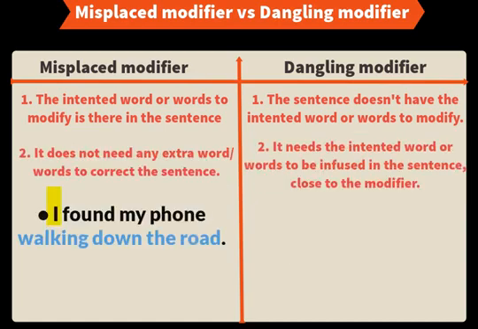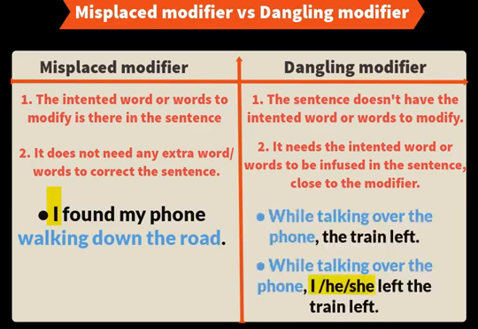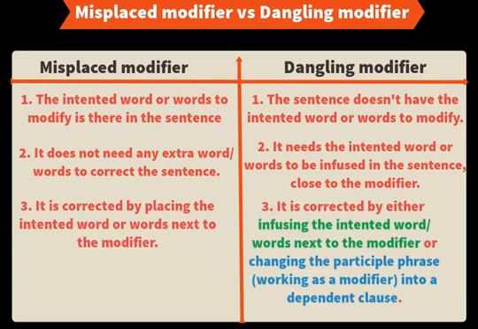The second difference is a misplaced modifier, a sentence that has a misplaced modifier, does not need any word or words from outside to correct the sentence, right? But when we talk about a dangling modifier, a sentence that has a dangling modifier needs some words or maybe a word from outside to correct the sentence. All right. The third difference is a misplaced modifier can be corrected simply by placing the right word next to the modifier. All that you have to do is place the word that the modifier intends to modify next to it, right? Either before it or after it.